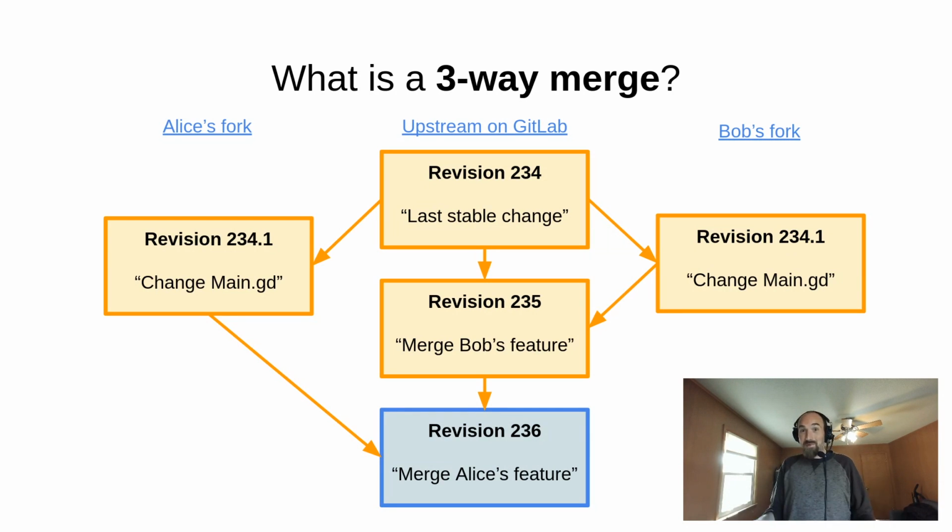And we keep saying three-way merge, three-way merge. The three things that are being merged are actually these revisions. So the upstream revision we started from, and the two forked revisions that changed the same file. So that's the three in the three-way merge.